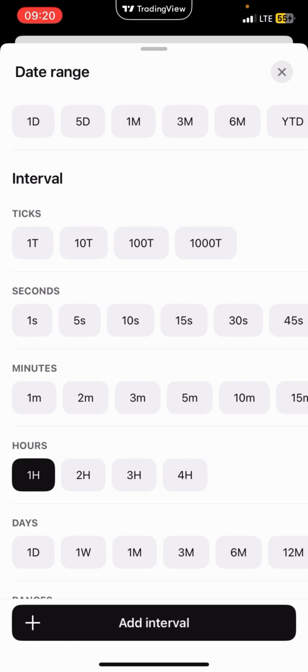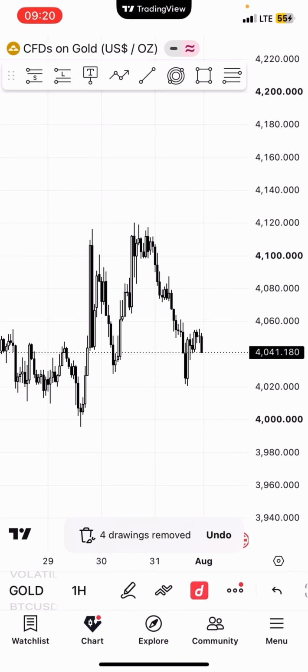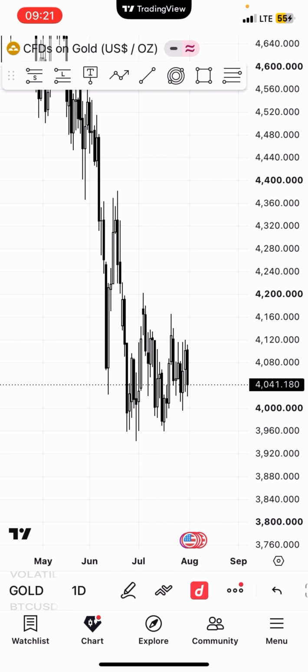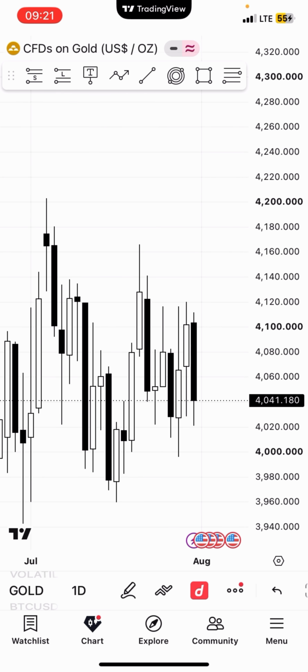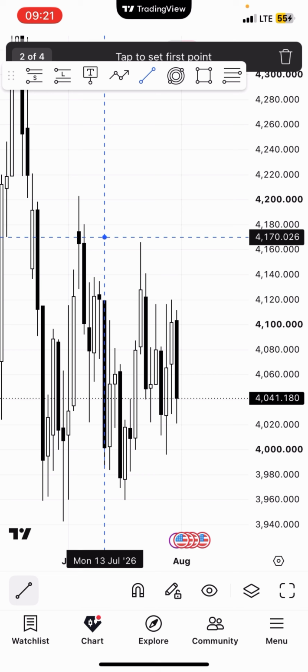Look, before I move to the daily time frame, let me just delete the chart, then show you guys what I want to show you. Let me go to the daily time frame. Okay, this is gold on the daily time frame, as you can see.